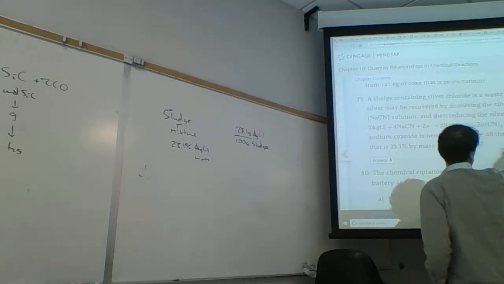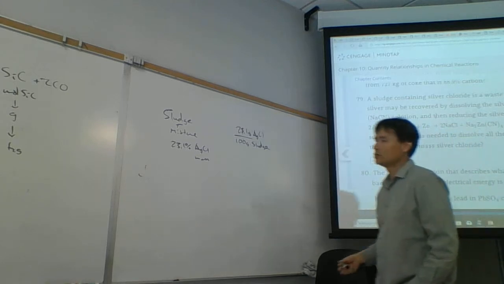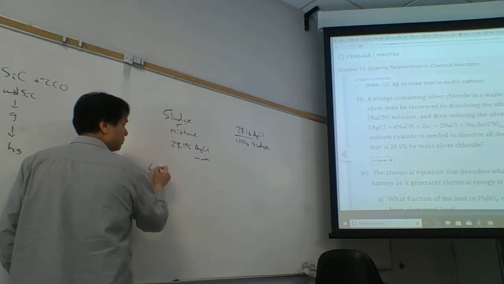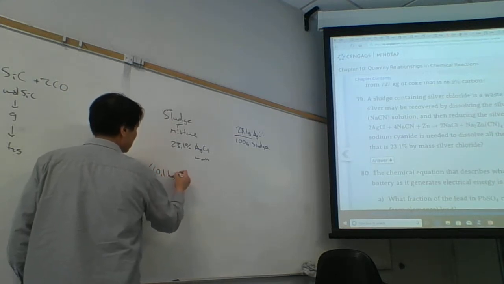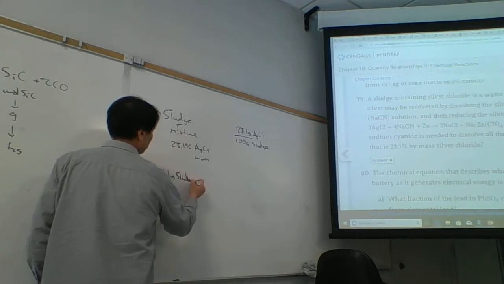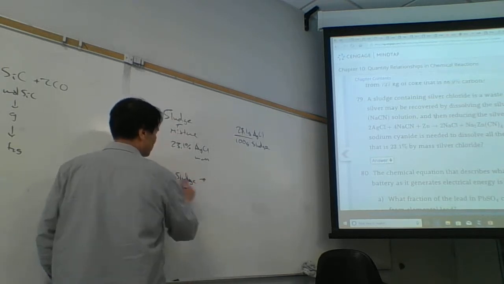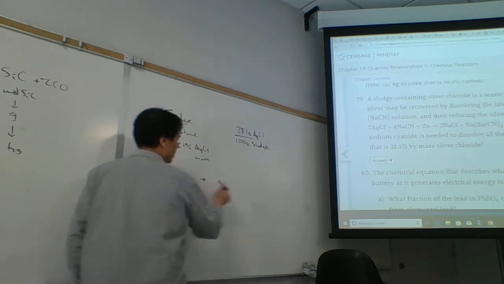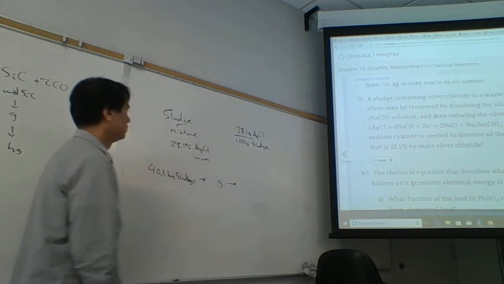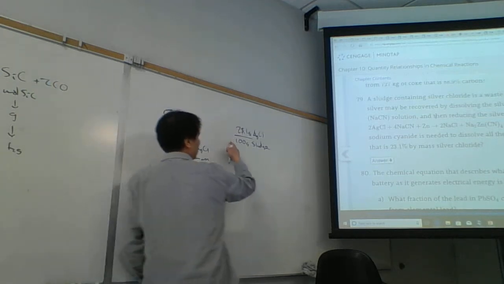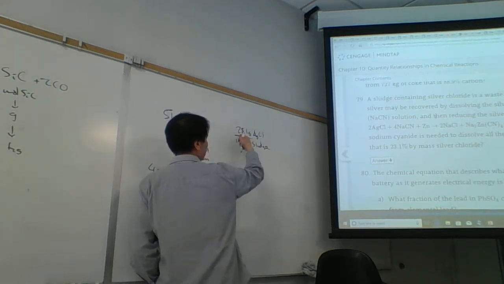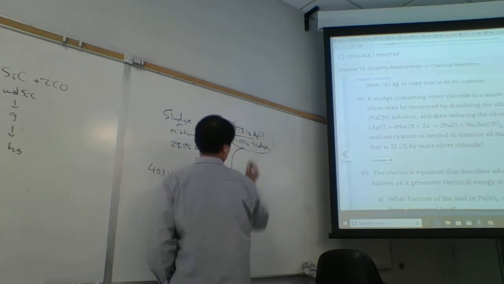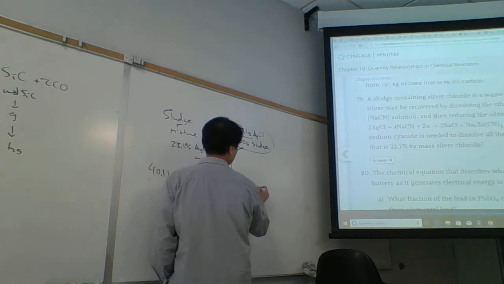We would go from 40.1 kilograms of sludge. I'm going to go from kilograms of sludge to grams of sludge. And then from grams of sludge to the silver chloride, using this conversion factor here. And so then I get grams of pure silver chloride.